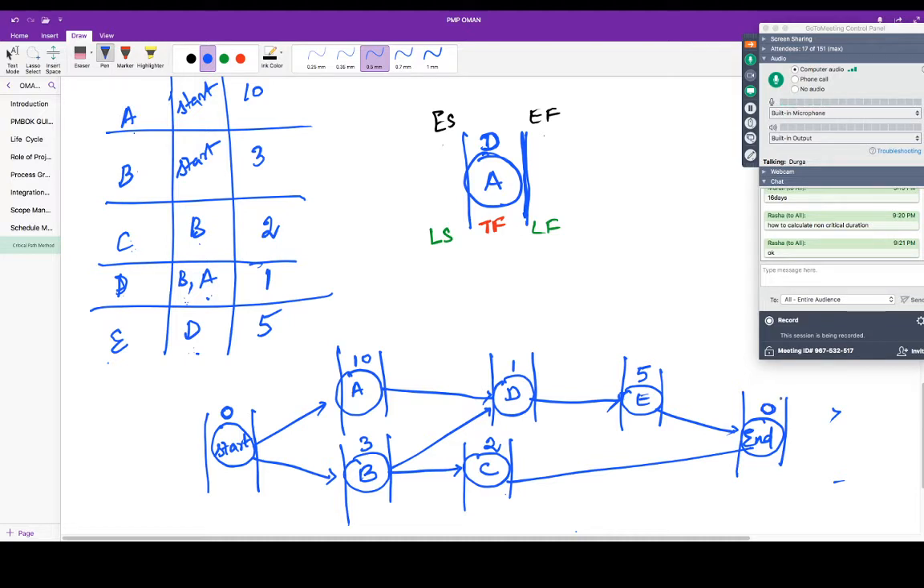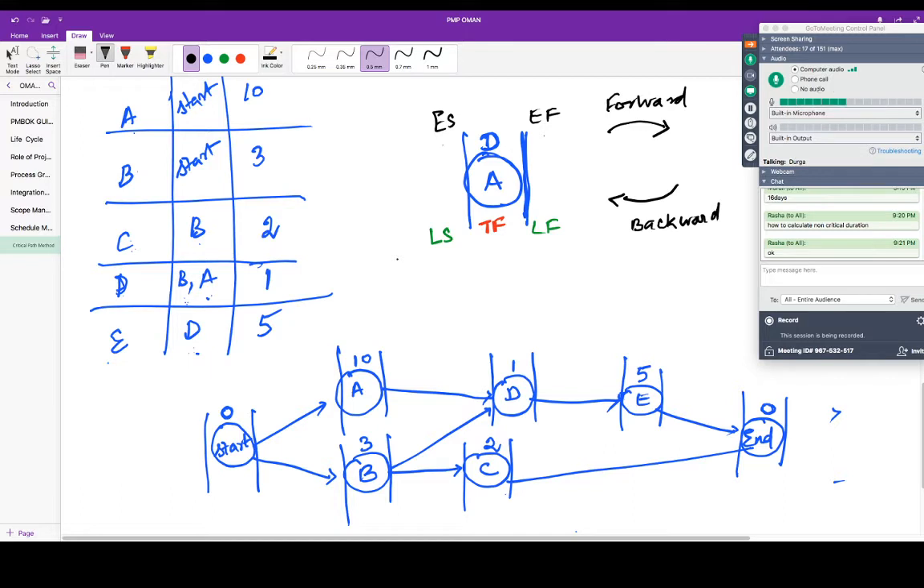Now we are going to start calculating early start and early finish through a forward pass. Forward pass means you're going to go from the start, then A, B, D, C, E. This way you're going to go from left to right. That's called a forward pass. Once you finish finding the early start and early finish, you're going to come backward from right to left to find the late finish and late start.